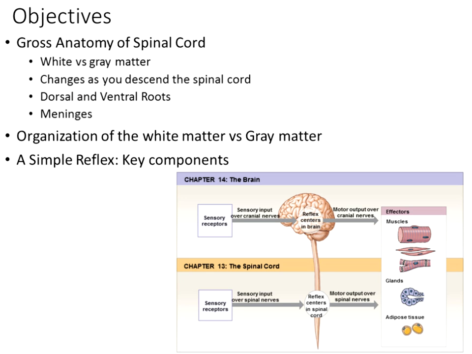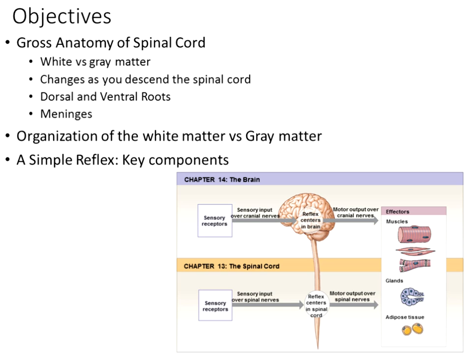the brain. Okay? So our objectives, first off, is to get comfortable with the gross anatomy of the spinal cord, so understand the white versus the gray matter in the spinal cord. Go back into, again, what type of neuroglial cells we'll expect to find in the spinal cord because it's part of the central nervous system. We'll look a little bit about changes as you descend the spinal cord in terms of anatomical features and how the white matter and the gray matter amount and size changes.